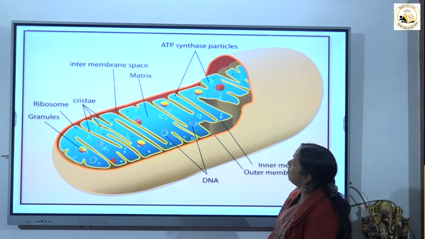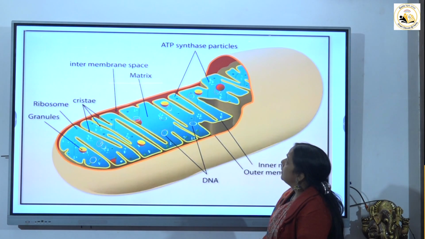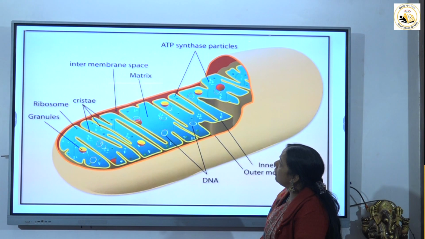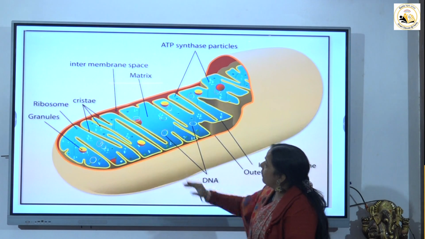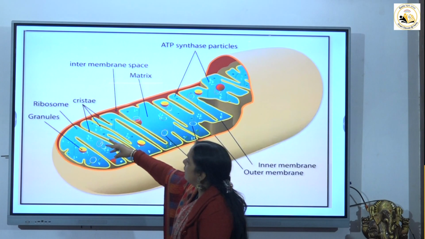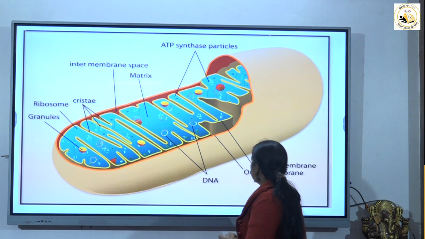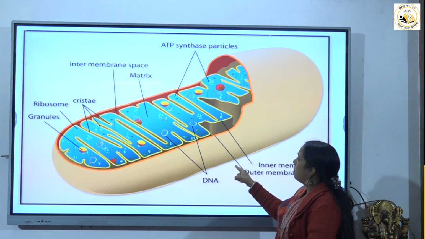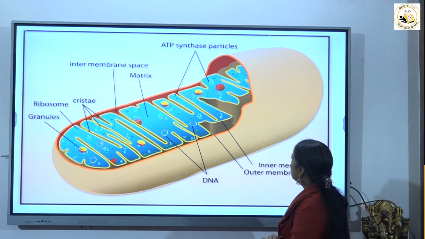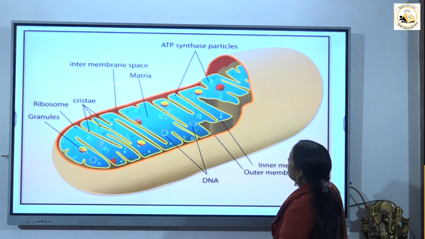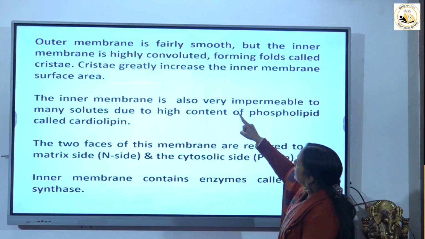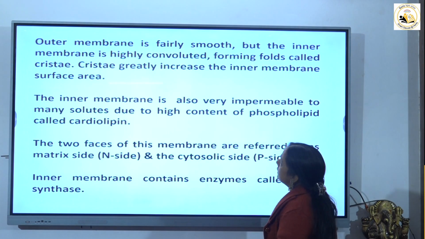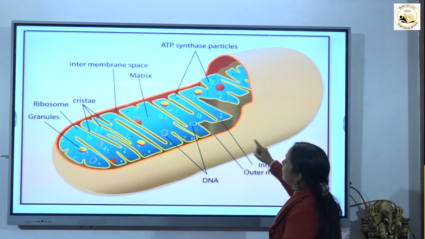This is the structure of mitochondria. We can see the different enzymes present inside the mitochondria, and this is the matrix. These are the crystals, ribosomes, granules, DNA. This is the inner membrane and outer membrane. The structure has been visualized here. The outer membrane is fairly smooth.